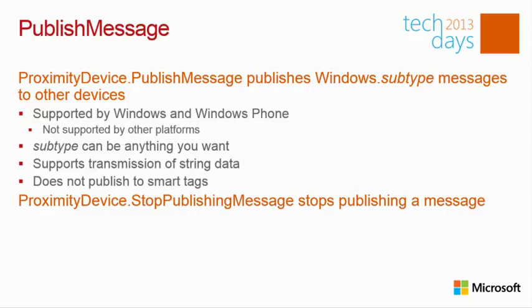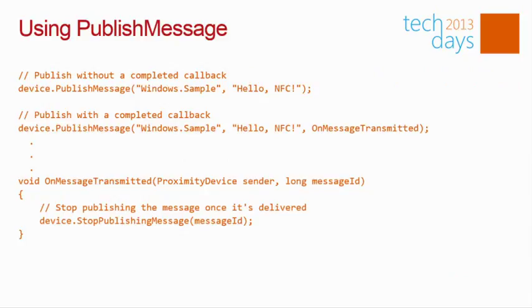Now, let me show you how it's used. So, I'm some code. Maybe I'm executing on a Windows phone with an NFC chip. And I want to publish an in-depth message to any device that enters my proximity and might care to consume that message. So I call publish message on that proximity device object that I received when I called get default. And I pass in at least two parameters.